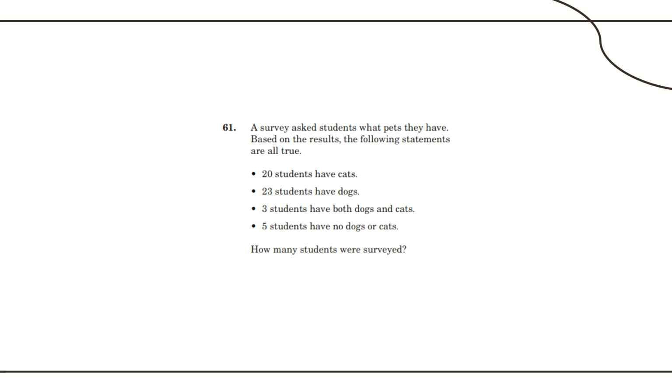In this question it says, a survey asked students what pets they have. Based on the results, the following statements are all true. 20 students have cats, 23 students have dogs, 3 students have both dogs and cats, and 5 students have no dogs or cats. This is the type of question where we actually need to draw a Venn diagram.